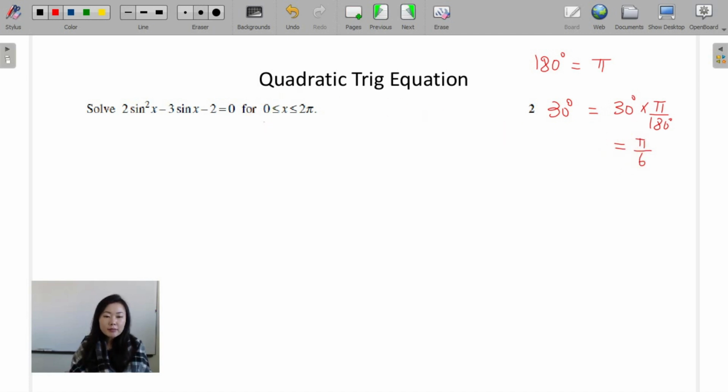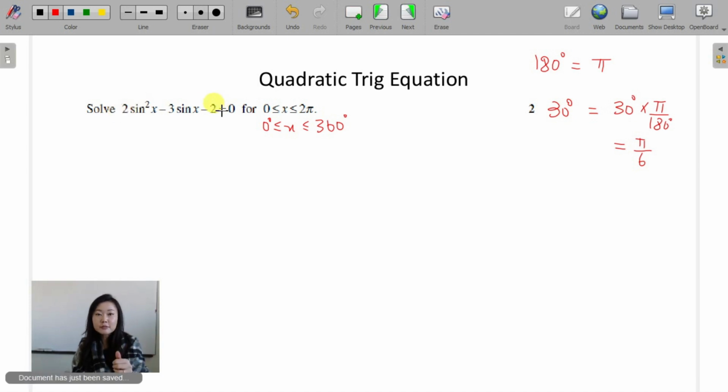So this is in between 0 to 360 degrees. What I'm going to do is solve this in radians first, and then I'll also comment on the answer as though it was in degrees, just to help those who are not too familiar with radians at this point. All right, you only see the sine ratio, which is good. You don't need to do any simplification. But they're in different powers, so this is actually a quadratic equation.